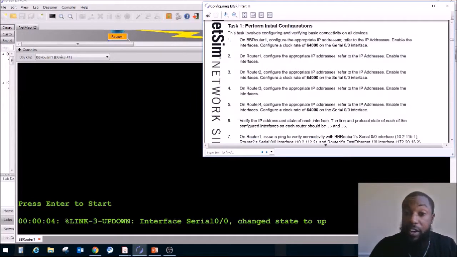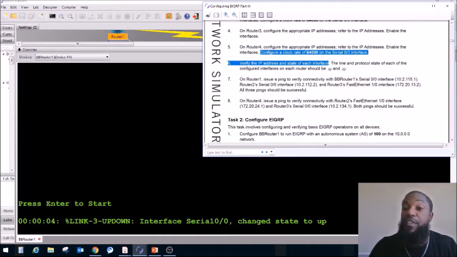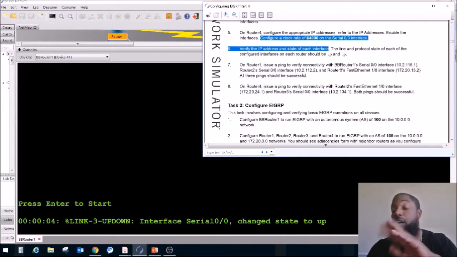I believe y'all know how to configure IP. I hope y'all know how to configure an IP address on an interface, set the clock rate, stuff like that. That's basic stuff. We are not going to record this.